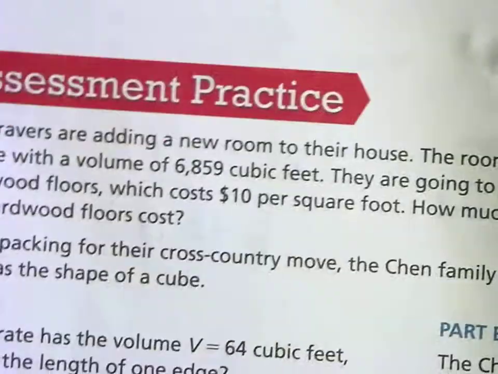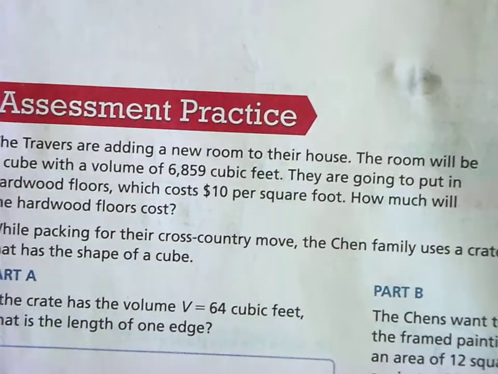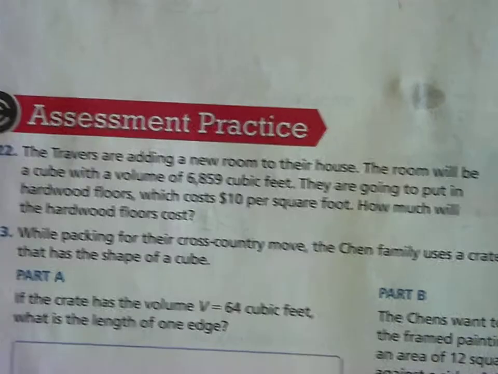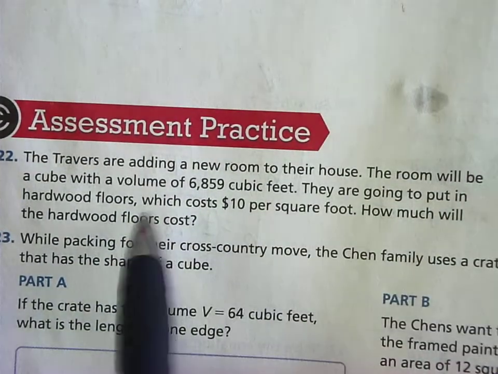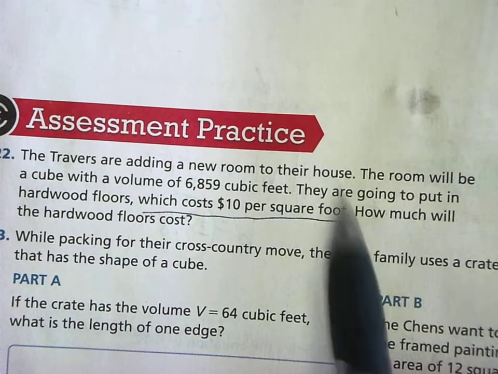Okay, let's do one more, folks. So this one says the Travers are adding a new room to their house. The room will be a cube with a volume of 6,859 cubic feet. They're going to put hardwood floors on the bottom that cost $10 per square foot. How much will the hardwood floors cost?